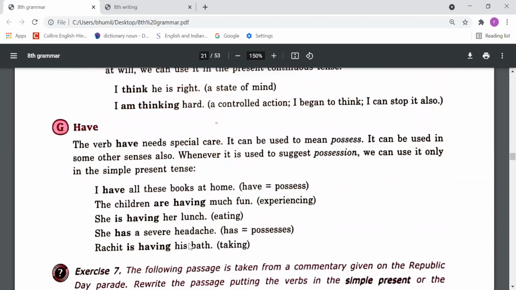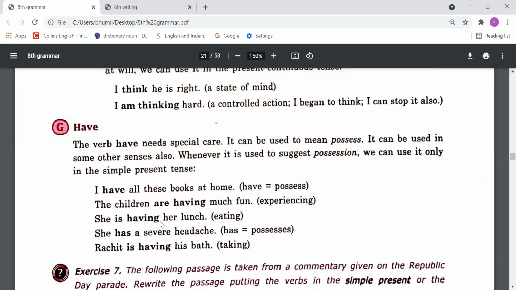And the same with have. The verb have needs special care. It can be used to mean possesses. It can be used in some other senses also. Whenever it is used to suggest possession, we can use it only in the simple present tense. So dear students, the word have has many meanings: possession, experience, eating, taking. But when we use have for possession, we should not use the ing form, meaning continuous tense. But when we use have for getting experience, for eating, for taking, for drinking, we can use it in present continuous tense.